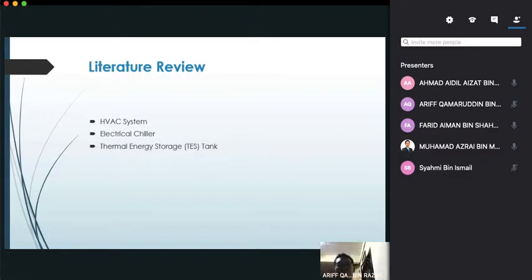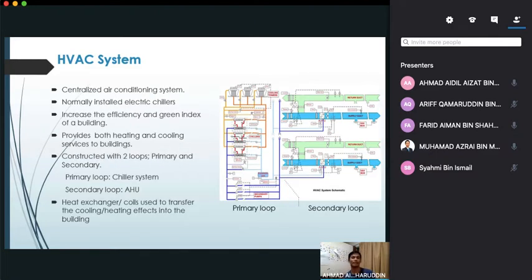Okay, my name is Amin, and I'm going to present about the literature review part of this project. The literature review will contain the hybrid system, electric chiller, and thermal energy storage tank. Okay, the first is the hybrid system.